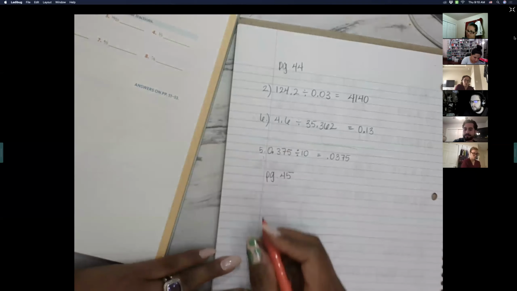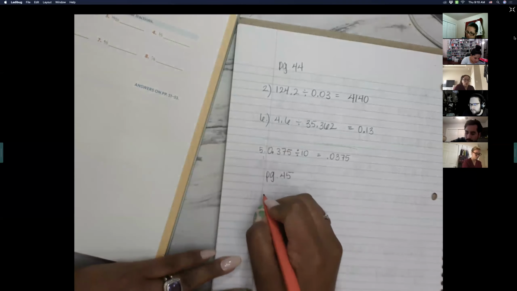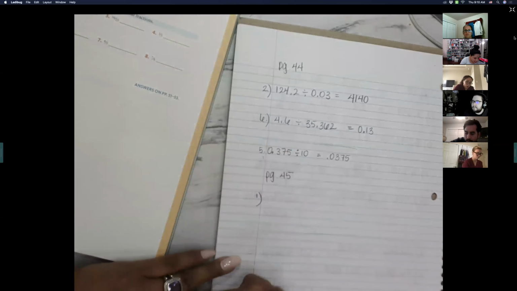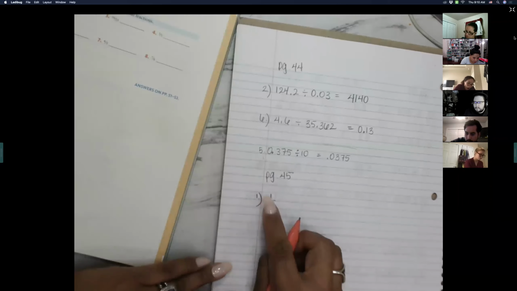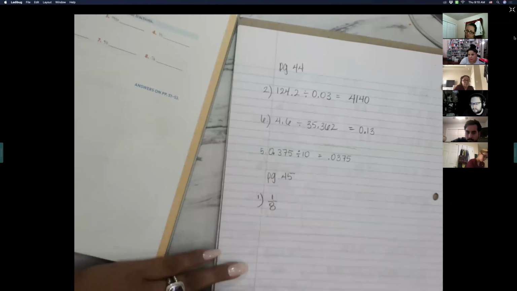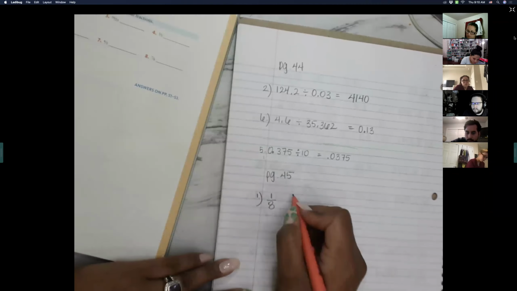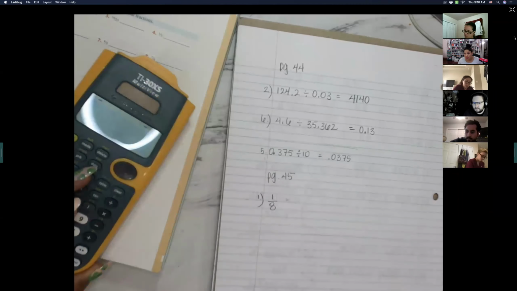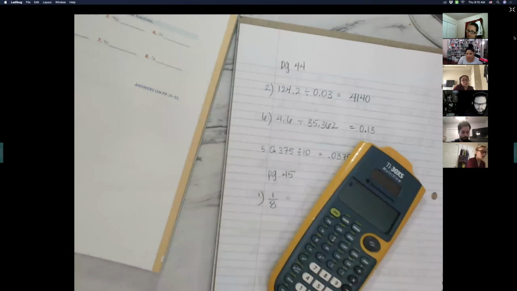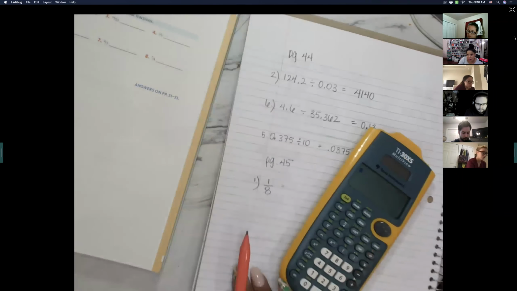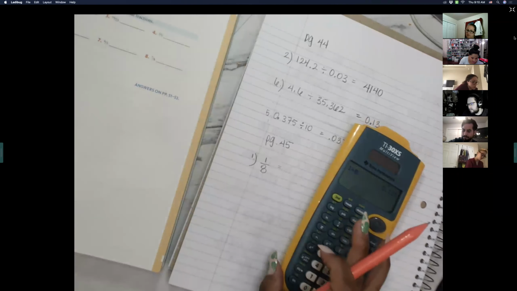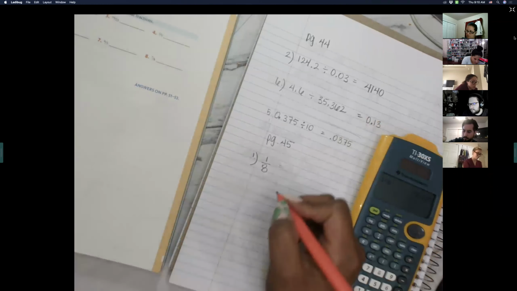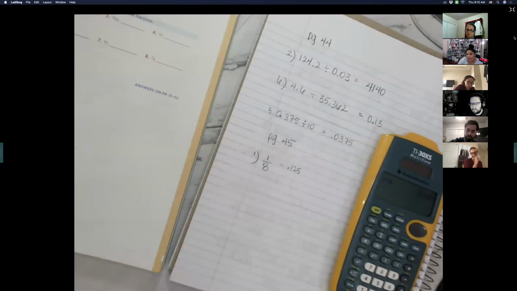So the last section, number 1, is asking us to take 1/8, change this proper fraction into a decimal. So what I literally want you to do is take your calculator and you're going to plug this fraction in as 1 divided by 8. What is your decimal? 0.125. Perfect. And that's it, guys.